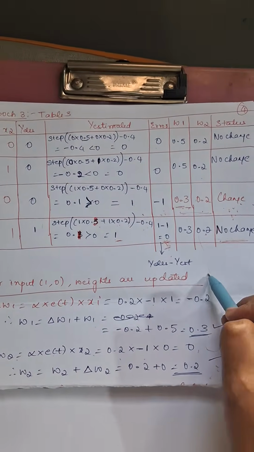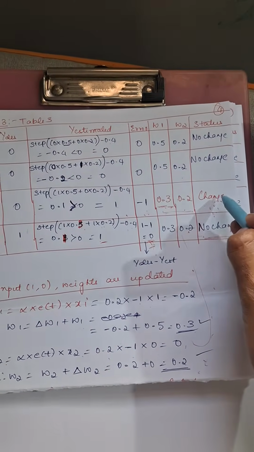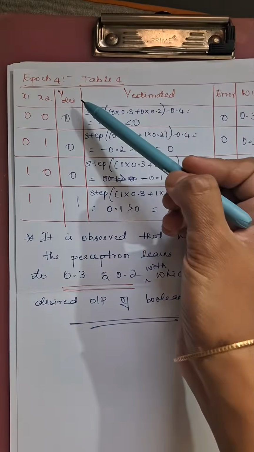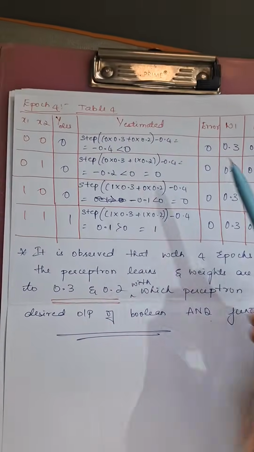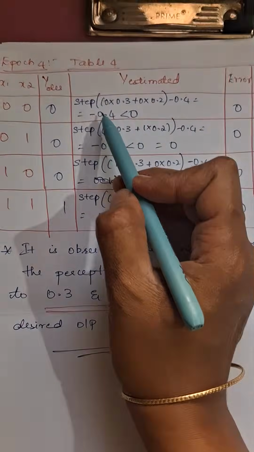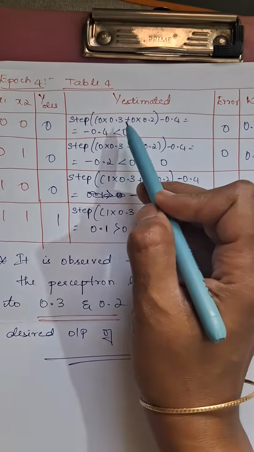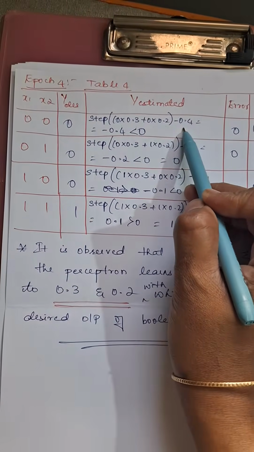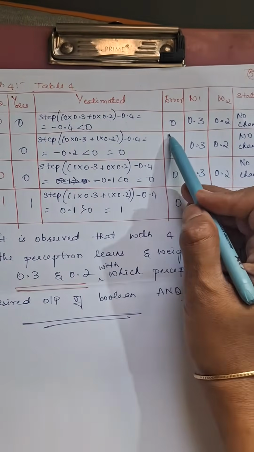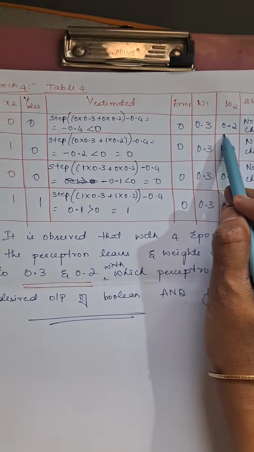Okay. Now, should we repeat, go for the next epoch? Yes, because there is one change in the weight here. So let's go for the fourth epoch. Similarly, which weights am I considering? I have to consider these weights, 0.3, 0.2. So similarly, 0 into 0.3, 0 into 0.2 minus 0.4. I am getting negative, so 0. 0 minus 0 is 0. There is no change. Write it as it is.